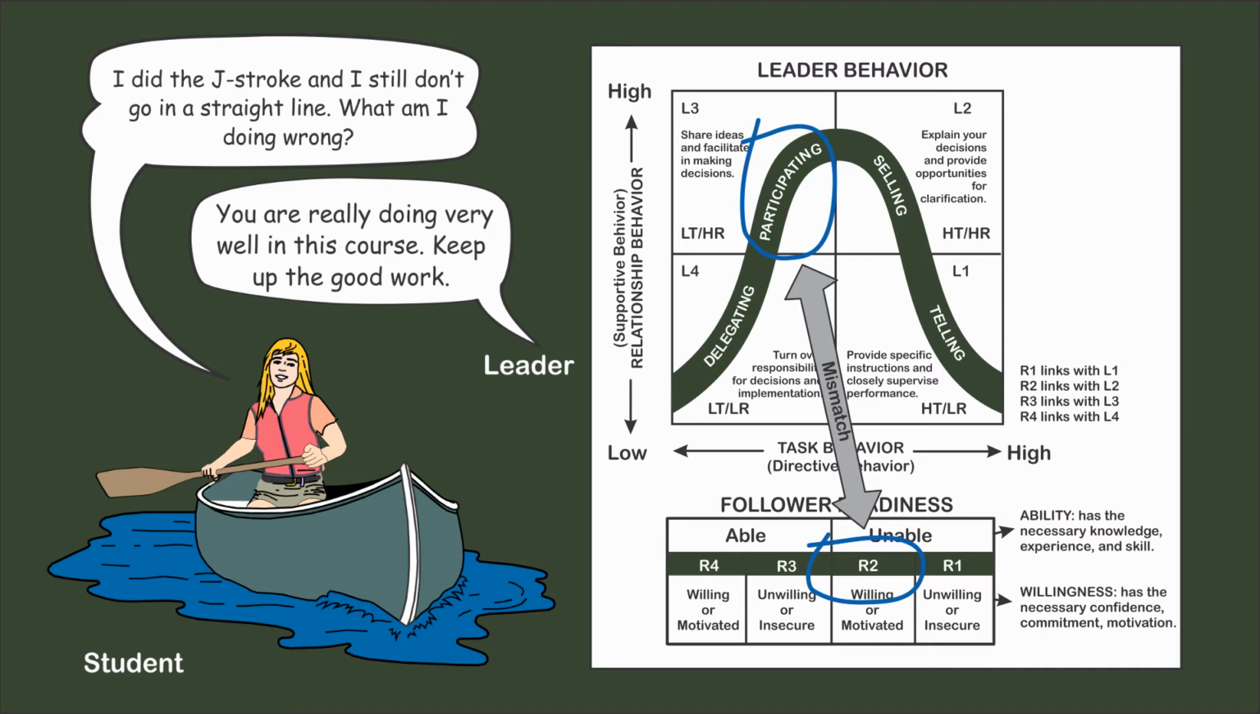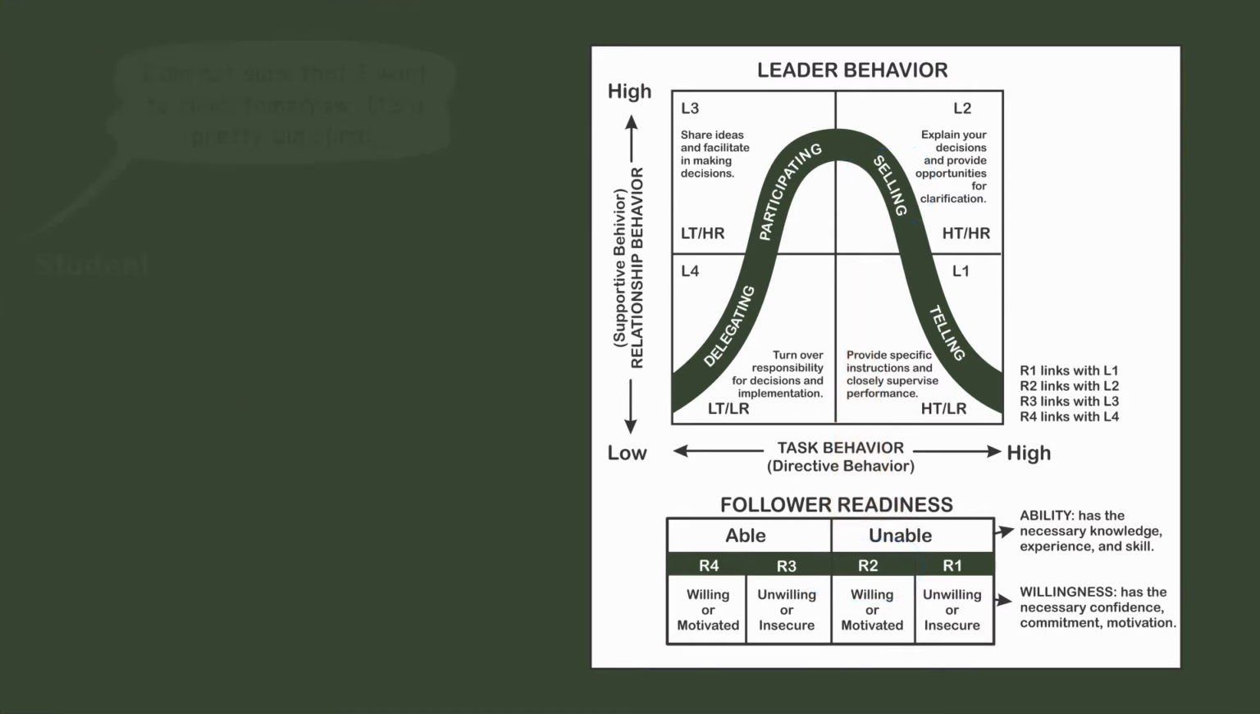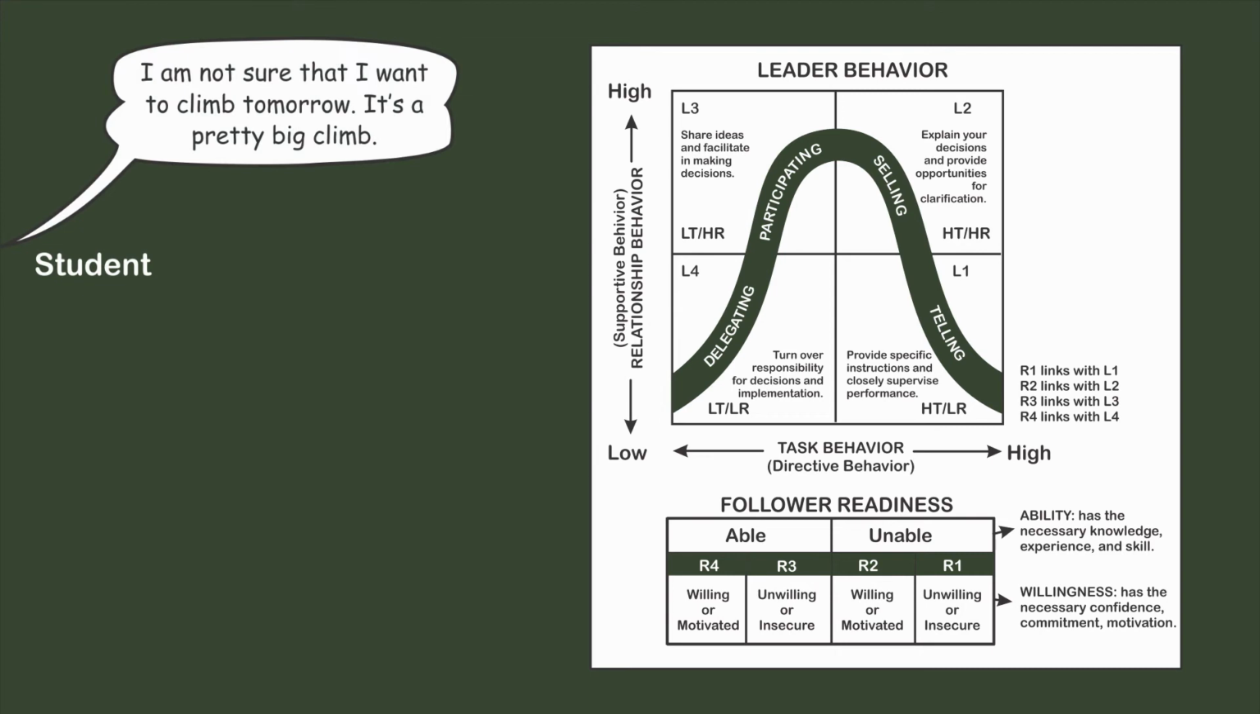He simply notes that the student is doing well in the course and to keep up the good work. Seeking clarification and feedback, the student is unable and willing. The leader needs to provide a selling or explaining leadership style that explains what the student needs to do to correct her stroke.